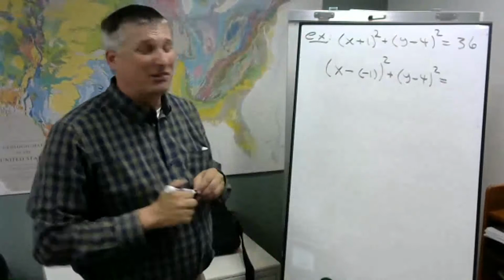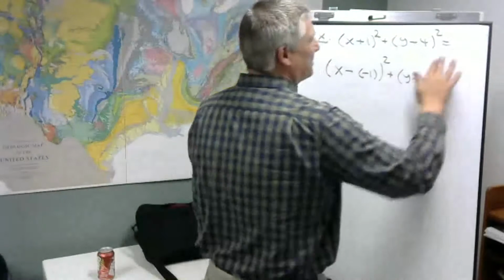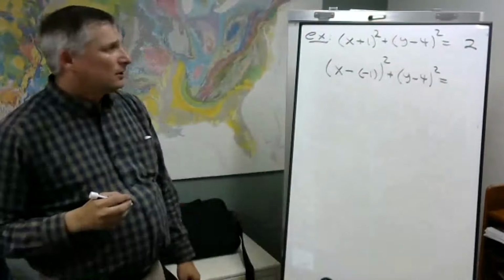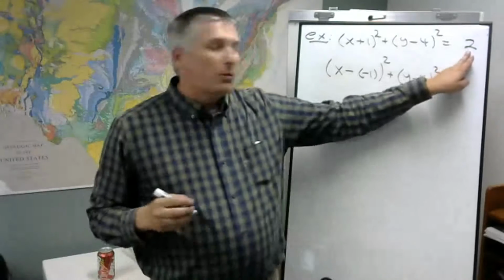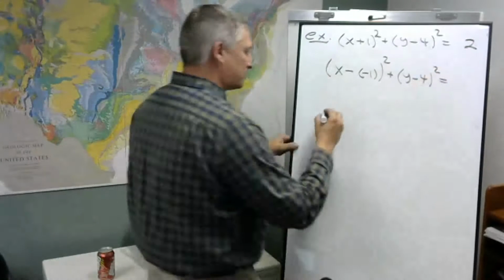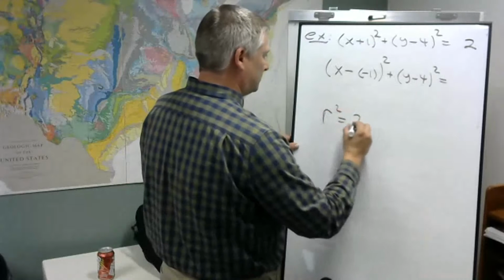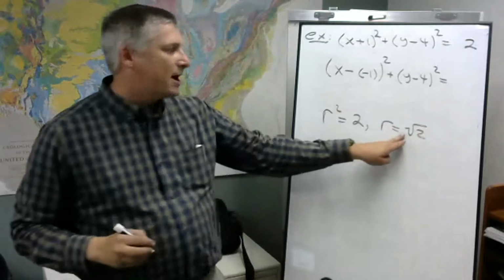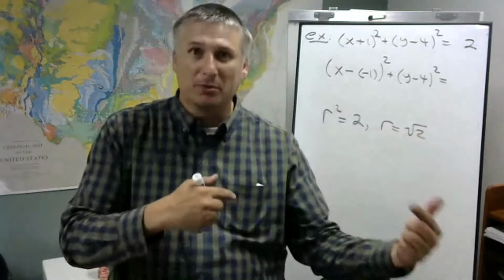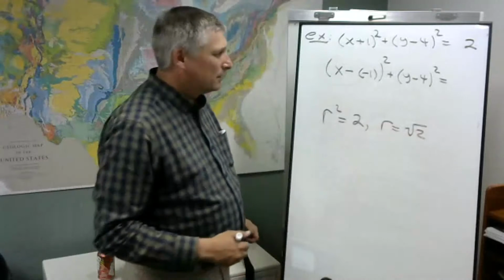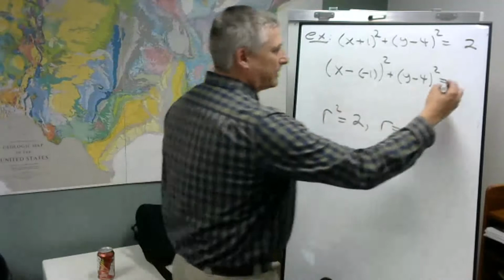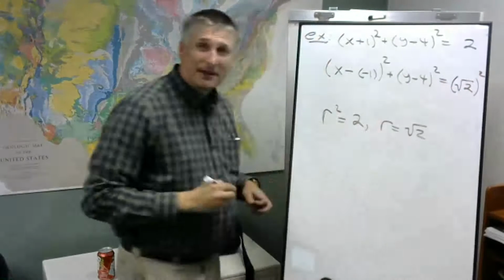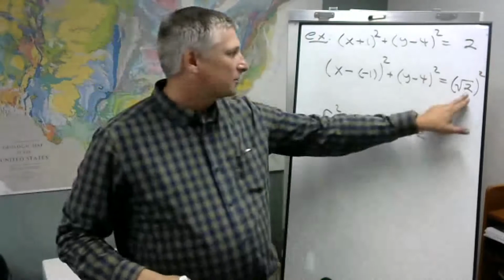Now let's make this a little challenging. Let's say instead of 36, this was the number 2. Well, this is always equal to r squared. So what we have is r squared equals 2, or r is the square root of 2. And again, we're going to take the positive root because a radius is a measurement, so we're going to keep measurements positive. So we can rewrite r squared as the square root of 2, squared, like that.